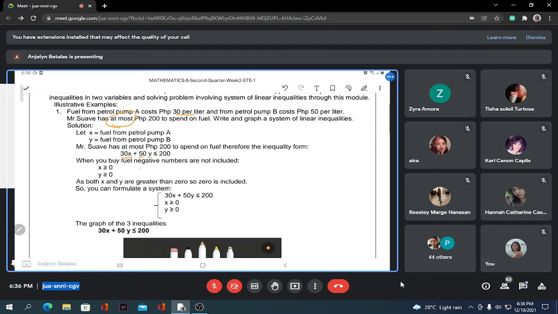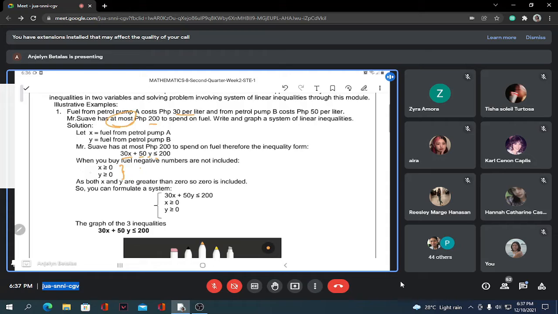At most, meaning to say, 200 pesos is the maximum. So the values should be less than or equal to 200. Smaller than or equal to 200. So at most means 200 is the highest; the values are smaller than 200 or equal to 200. Now, this is a system, right?